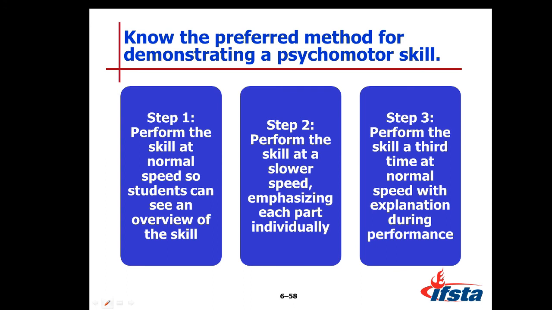You need to know the preferred method for demonstrating a psychomotor skill. Perform the skill at normal speed so students can see an overview of the skill. Secondly, you want to perform the skill at a slower speed, emphasizing each part individually. And then the third step, perform the skill a third time at normal speed with explanation during performance. But that's very important for making sure your students understand how to perform a psychomotor skill.